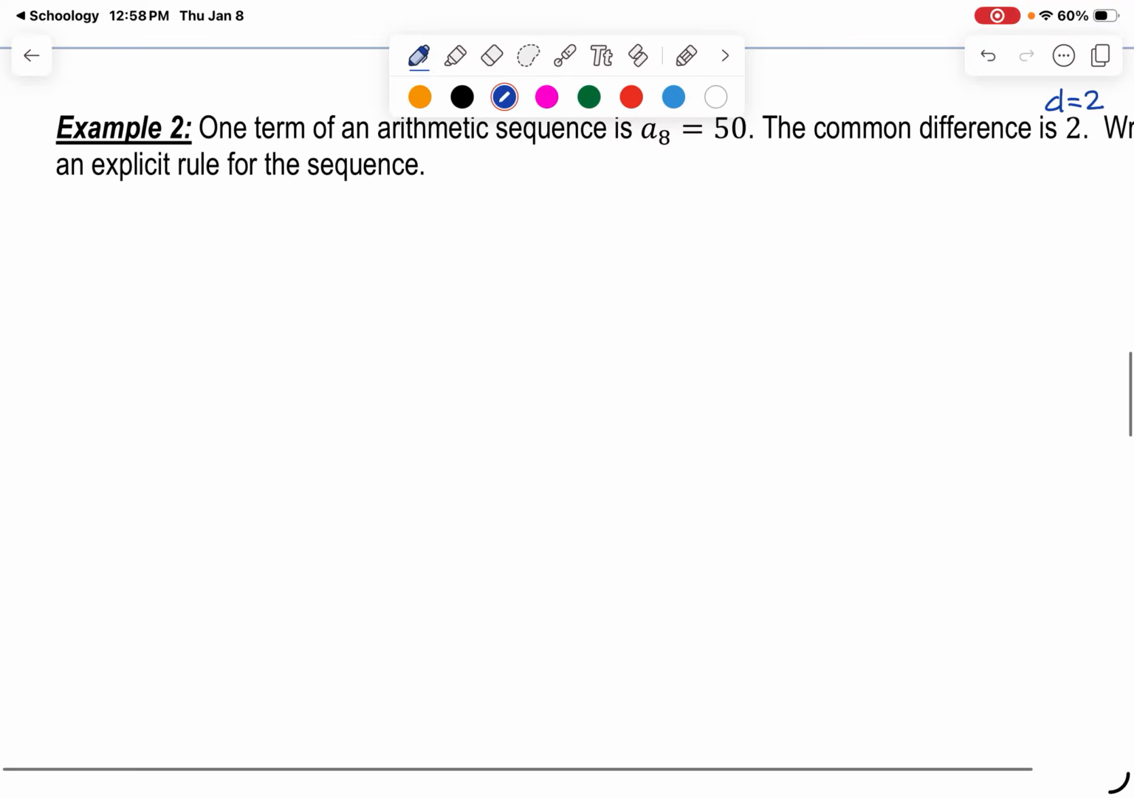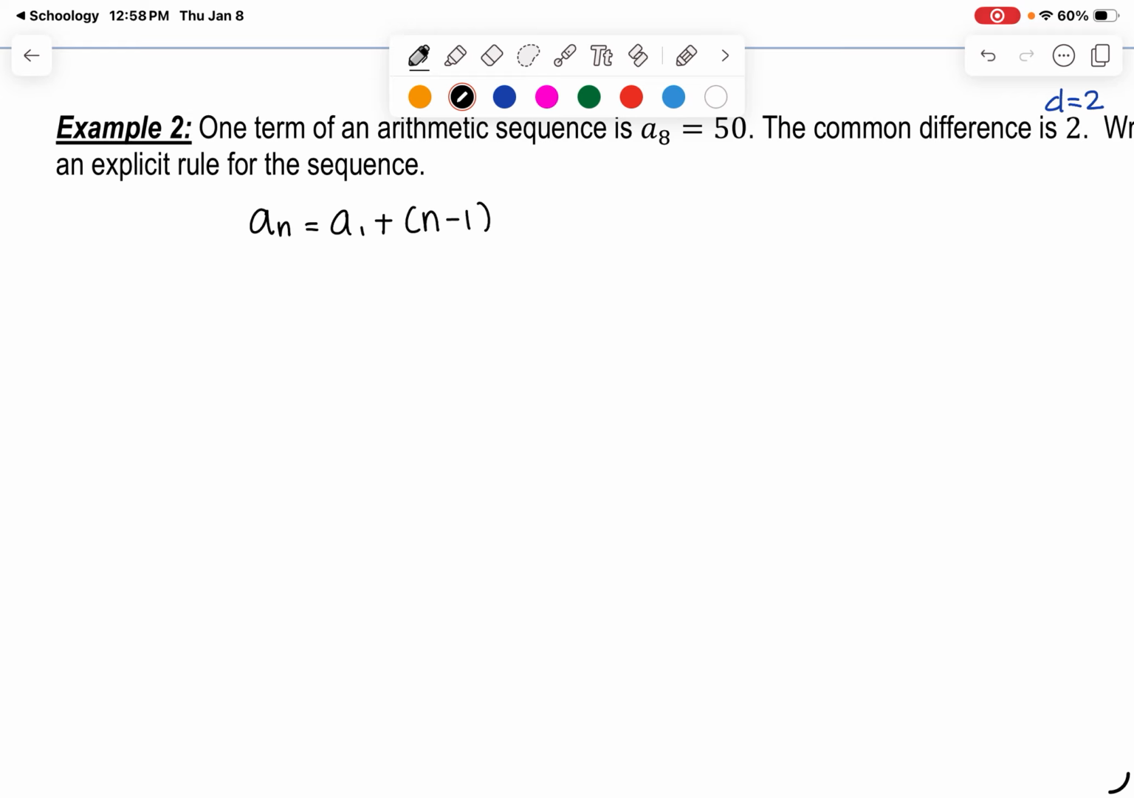So as a reminder, our explicit formula is a sub n is equal to a sub 1 plus n minus 1 times d. We were given our difference is 2, and we were given our 8th term is 50. So we can solve for a sub 1. We get 50, we don't know what our first term is, plus, and then we plug in 8, our 8th term, and our common difference was 2. All right, so we can solve that.